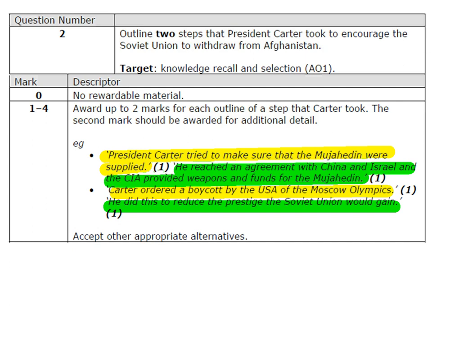If you notice, look at this skill here, knowledge, recall and selection. They're not asking you to explain. They're not asking you to do any analysis. It's simple description. What do you know about this topic? Can you back it up with just that extra bit of detail to support what you say?